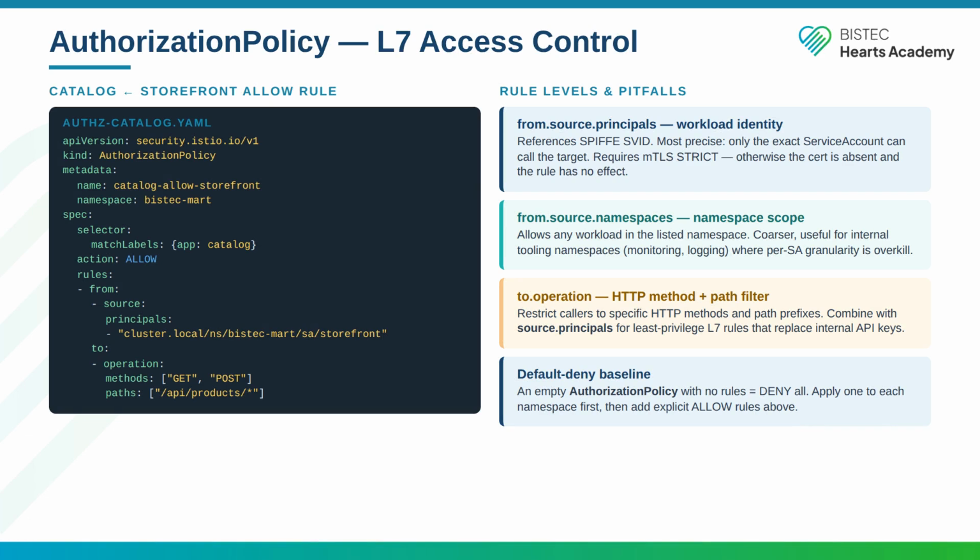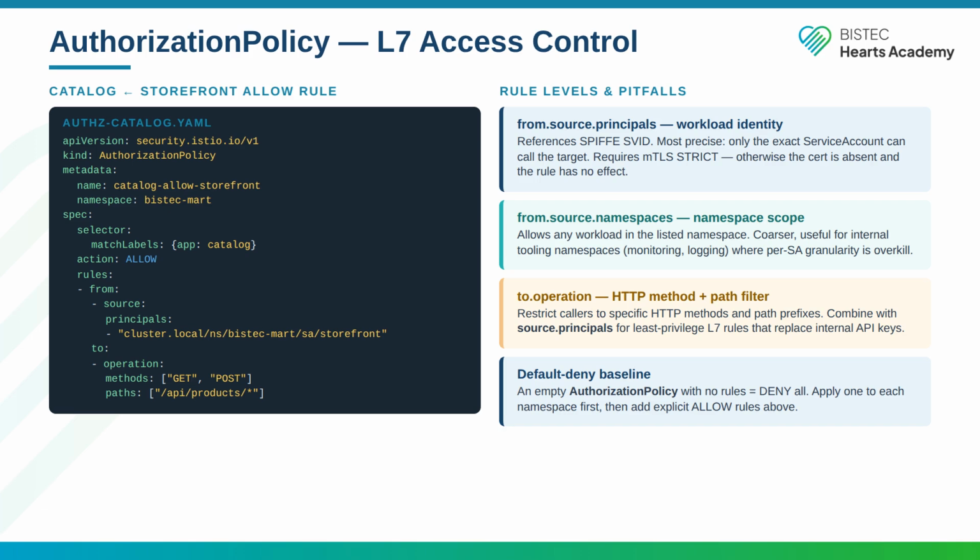Authorization policy is your Layer 7 access control layer. The example on screen allows the storefront service to call catalog's product API using GET and POST, and only those methods on paths matching the API product's prefix. The from source principals field references the SVID principal exactly. This means only a pod running as the storefront service account in the BISTEC Mart namespace can make that call. A compromised pod with a different service account identity is denied, even if it can reach the port.